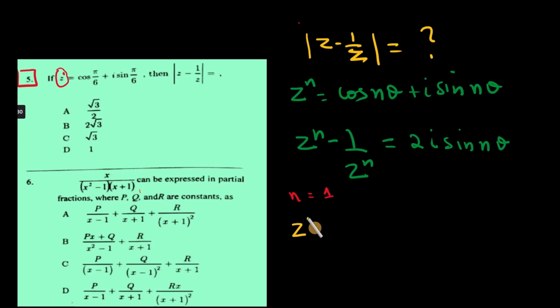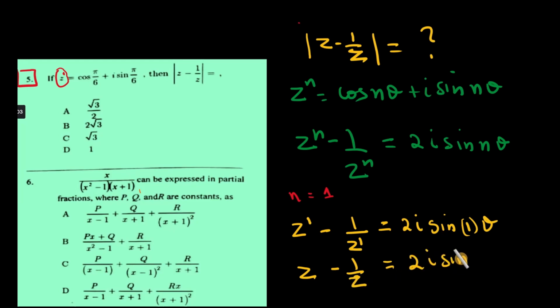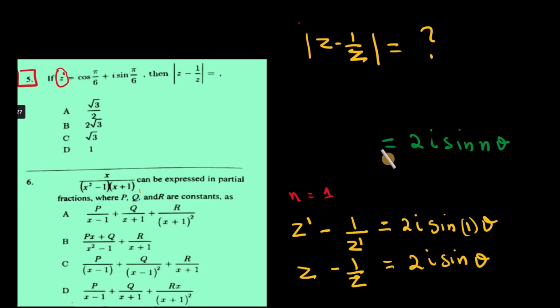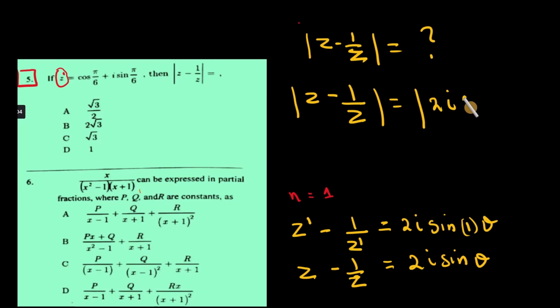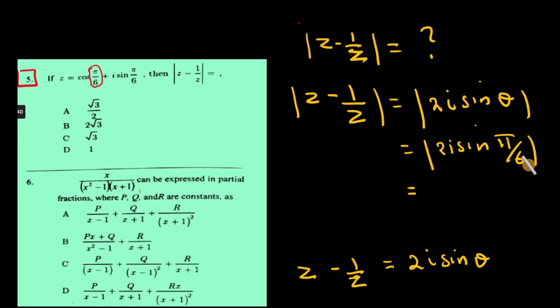That is z to the 1 minus 1 on z to the 1 is equal to 2i sin 1 theta. Z to the 1 is the same as z, so z minus 1 on z is equal to 2i sin theta, since 1 times theta is theta. So it means mod z minus 1 on z is equal to the magnitude of 2i sin theta. For this question, theta is pi on 6. That means this is equal to the magnitude of 2i sin pi on 6. Pi on 6 is 30 degrees, the same as the magnitude of 2i sin 30 degrees. Sin 30 degrees is half. That means the mod of 2i times half.